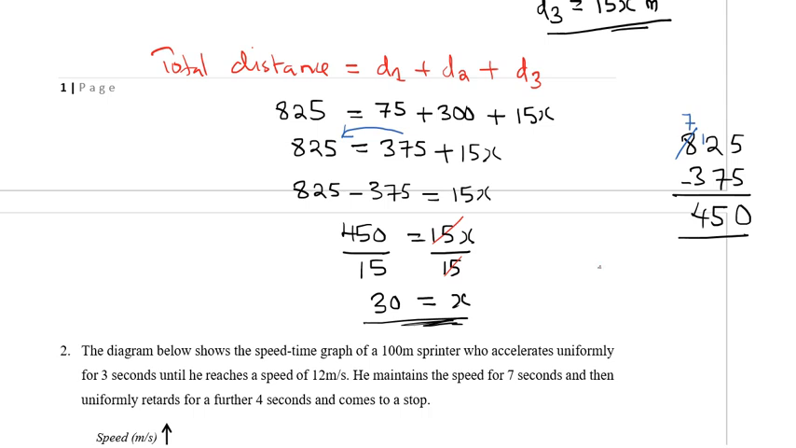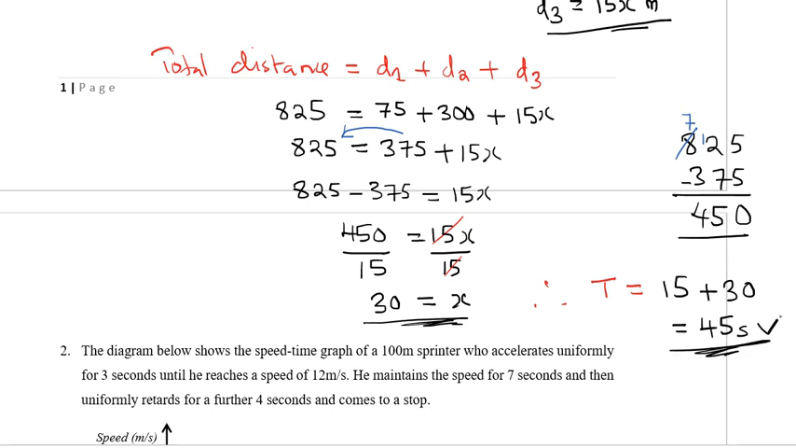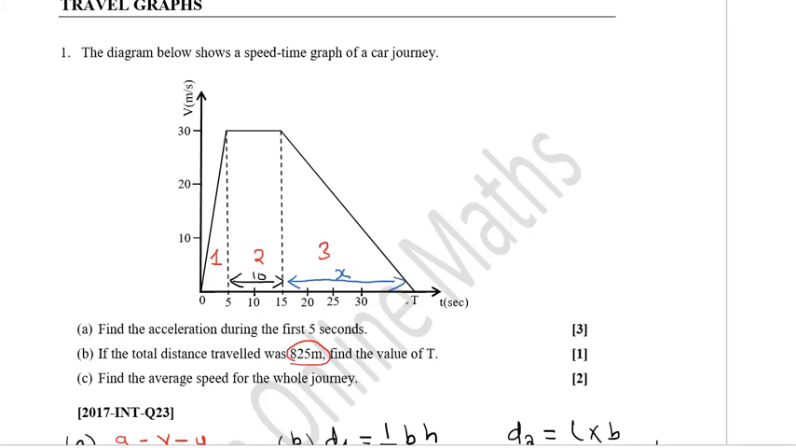So I will write, therefore, the value of t will be t equals 15 plus 30, which is the value of x, and then the answer is 45. So the value of t is 45 seconds. This is our final answer. So the value of t there is 45 here. So that is our answer.